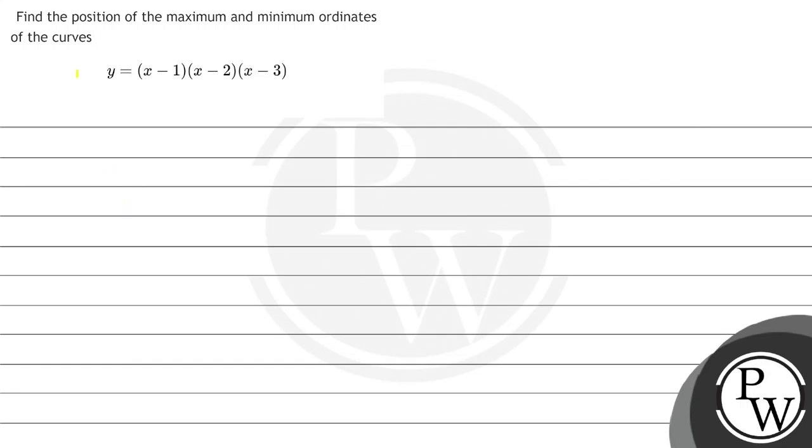Hello bachon, let us read the question first. Find the position of the maximum and minimum ordinates of the curve y = (x - 1)(x - 2)(x - 3).